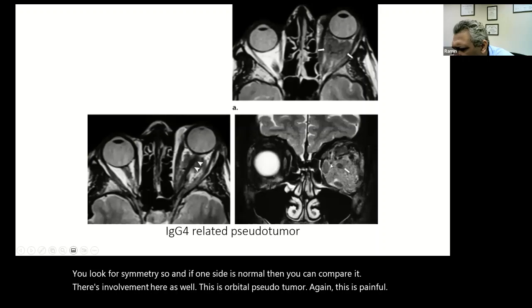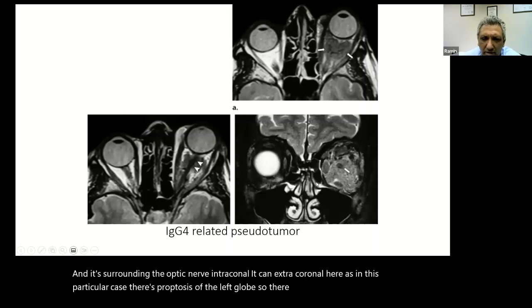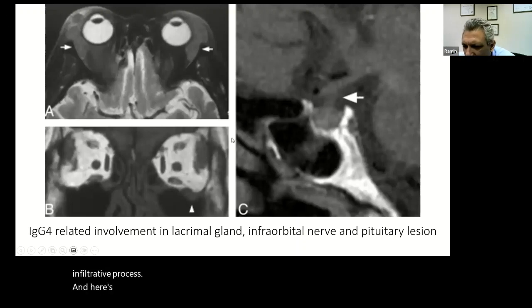And it's surrounding the optic nerve, intraconal. It can actually extend extraconal, as in this particular case. There's proptosis of the left globe. So it's a space occupying infiltrative process. And here's the lacrimal gland here and here as well, but here's involvement.